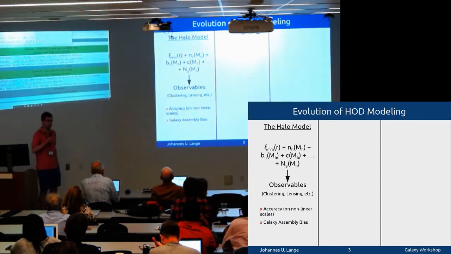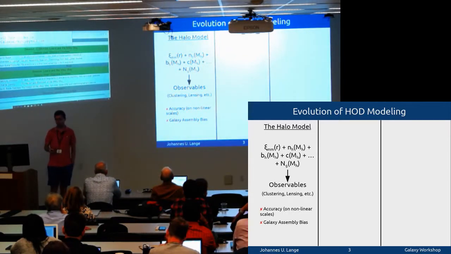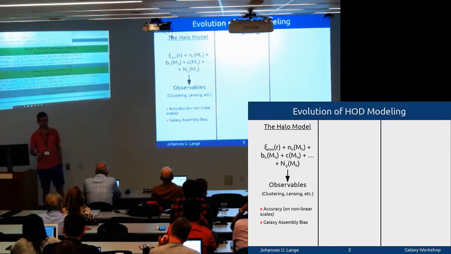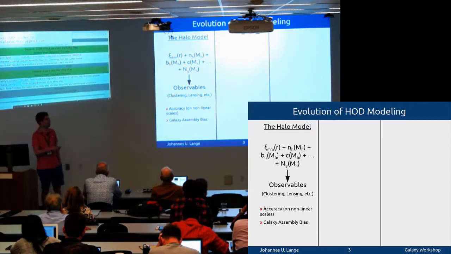So a traditional way to do HOD modeling is what's called the halo model. In this way, you quantify various statistical properties of the matter density field and of dark matter halos. Like, for example, the number density of dark matter halos, halo bias function, mass concentration, etc. And you combine this with your model for how many galaxies live in a dark matter halo as a function of its halo mass. And you can make predictions for various observables like the galaxy clustering.